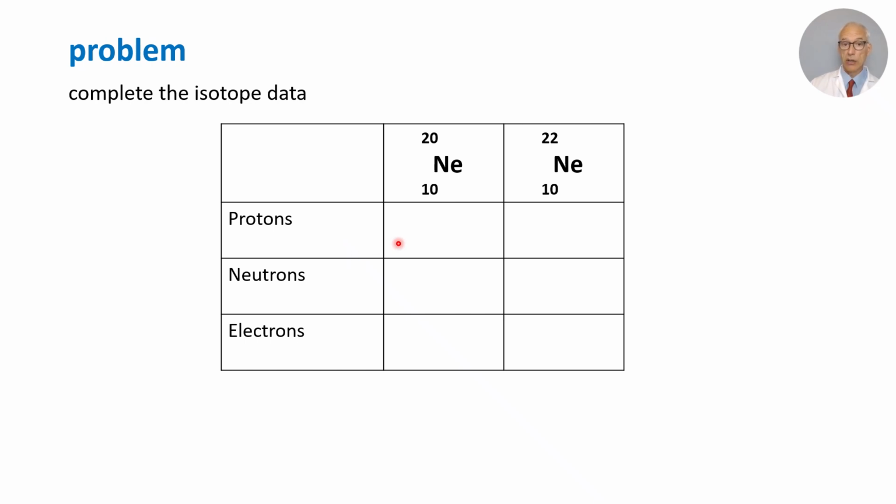Okay, so here are the numbers of protons. Well, the atomic number is 10, so the proton number is 10 for each isotope. The numbers of neutrons is the difference between 10 and 20, and the difference between 10 and 22. So 10 neutrons and 12 neutrons. And then, of course, the numbers of electrons are the same as the numbers of protons.